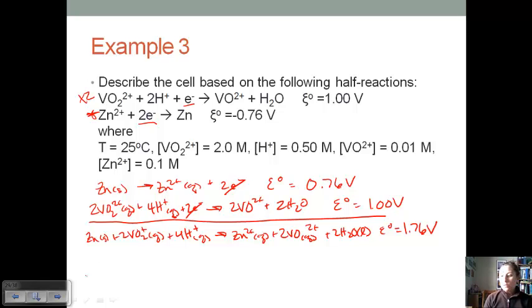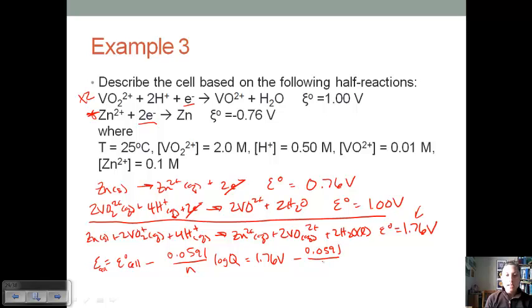Okay, so now we're going to use the Nernst equation to solve for the new cell potential. And so we know that the Nernst equation is E of the cell is equal to the standard potential of the cell, which is what we just solved for here, minus 0.0591 over N times the log of Q. And so we get 1.76 volts minus 0.0591 over N. N represents the transferred electrons. In this case, it's 2.